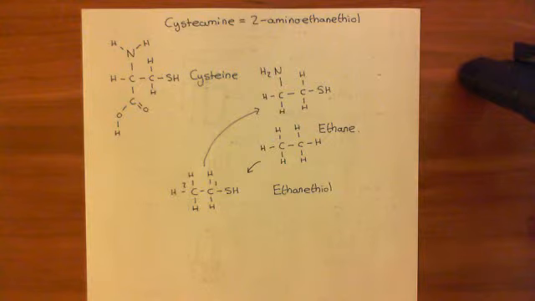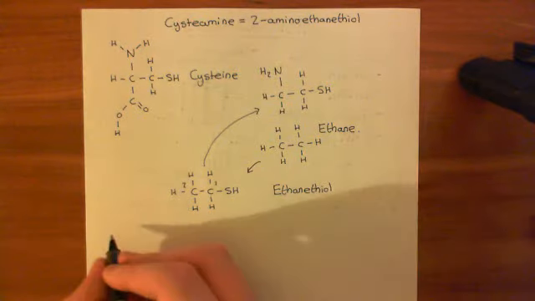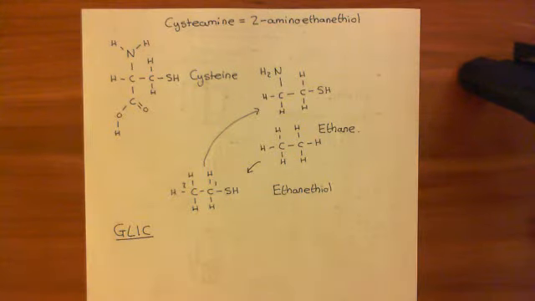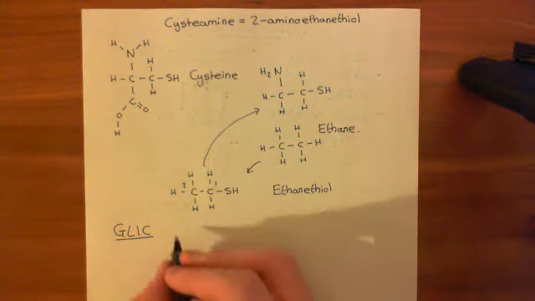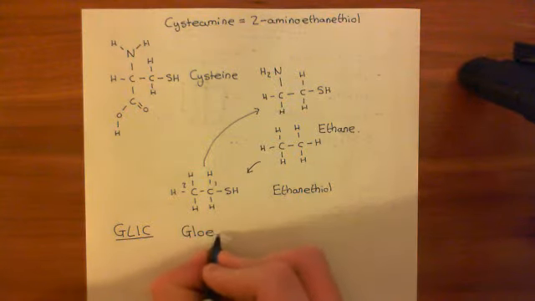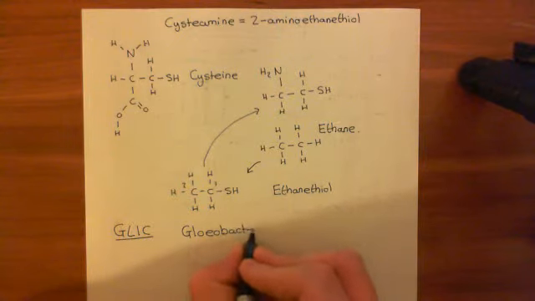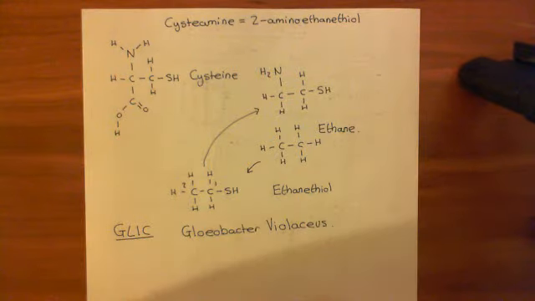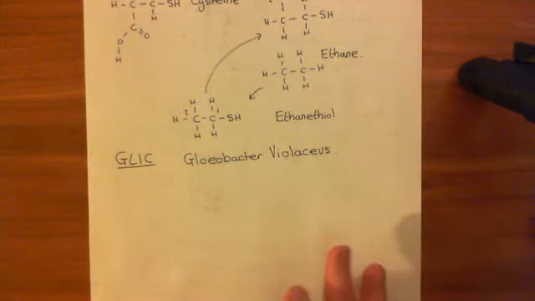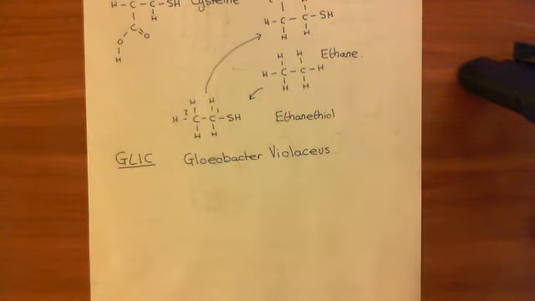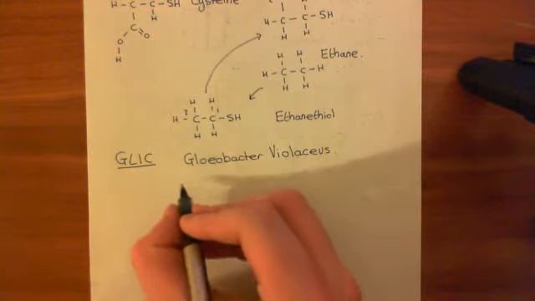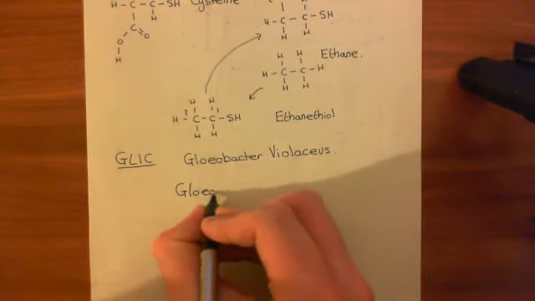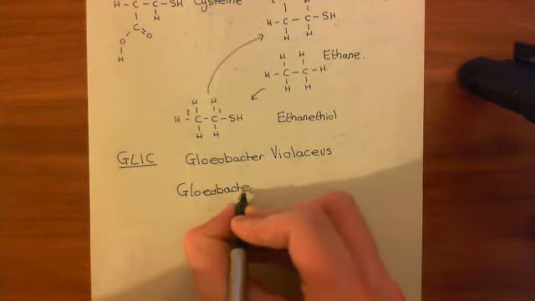Right. So now let's turn our attention to the GLIC channel. GLIC is found in a bacterium known as Gloeobacter violaceus. This is a cyanobacterium, and it has this GLIC channel, and you might be able to guess now from what ELIC stood for, GLIC stands for Gloeobacter ligand-gated ion channel.